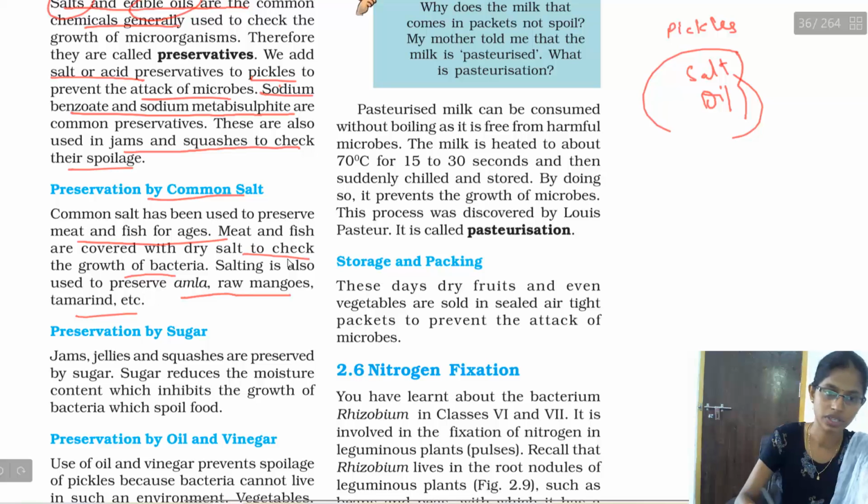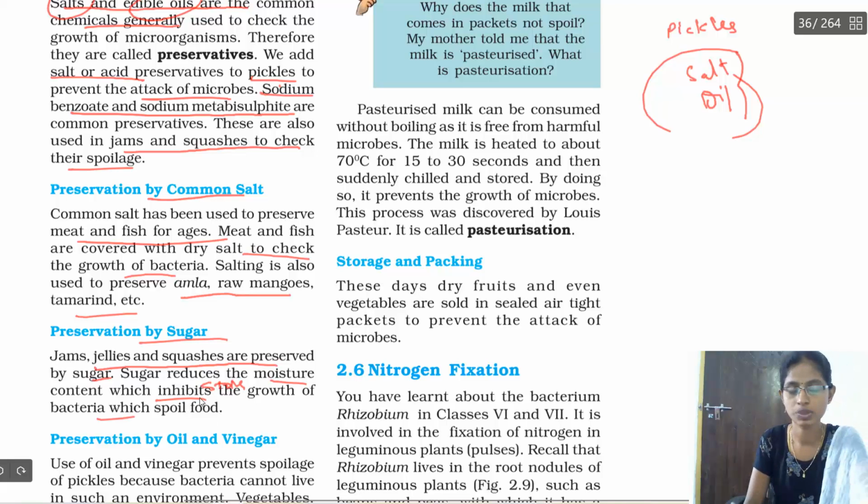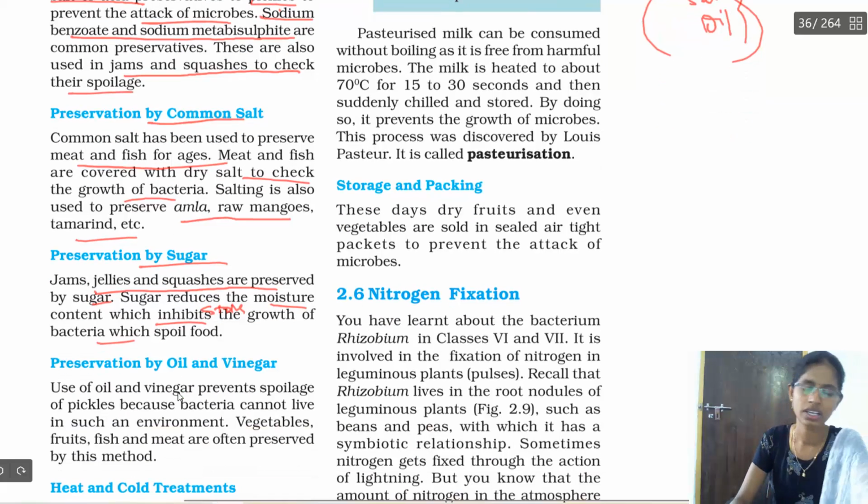Next, you can preserve food by sugar also. Jams, jellies, and squashes are preserved by sugar. Sugar reduces the moisture content and inhibits, that is, stops the growth of bacteria that spoil the food. In jams and squashes you use sugar, and to preserve meat and fish we use common salt.